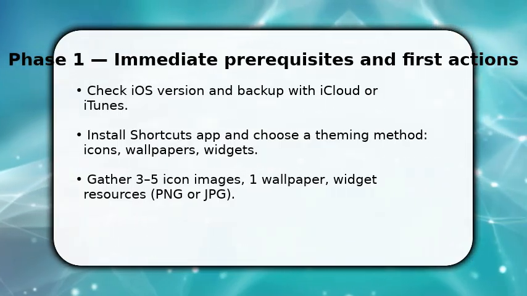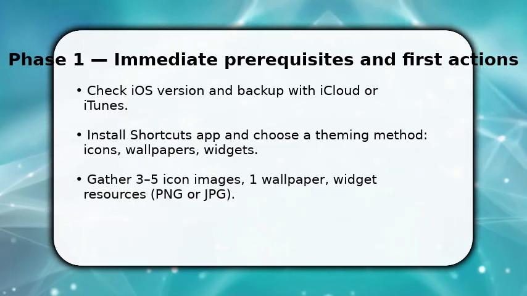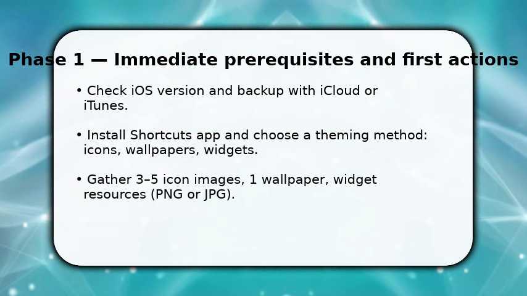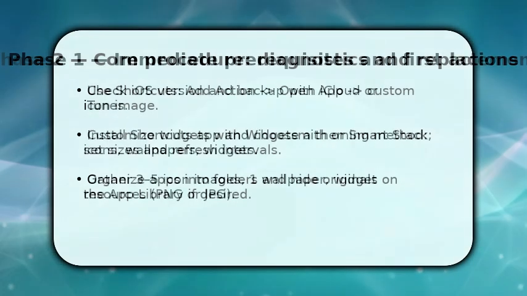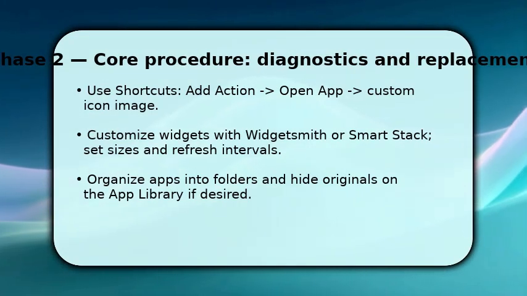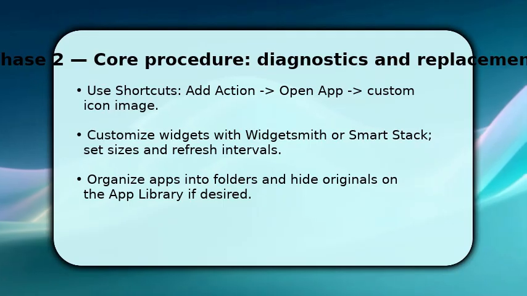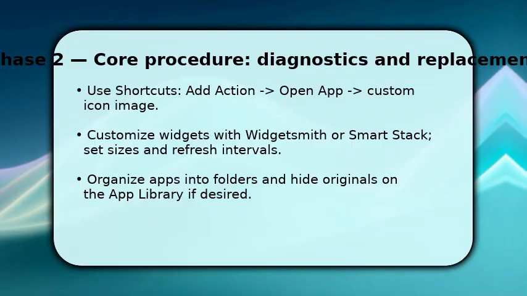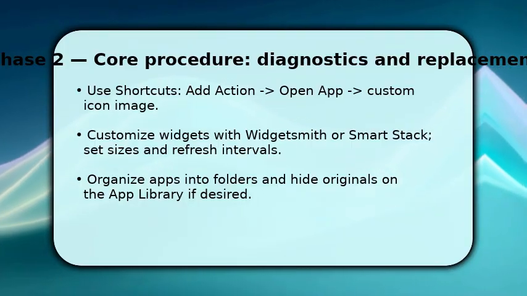Now create a new shortcut for one app. This first actionable step demonstrates the icon replacement workflow and sets the pattern you will repeat. Next, you replicate the procedure for multiple apps. In Shortcuts, create an action to open the app, tap the shortcut icon, and choose your custom image, then add it to the home screen.